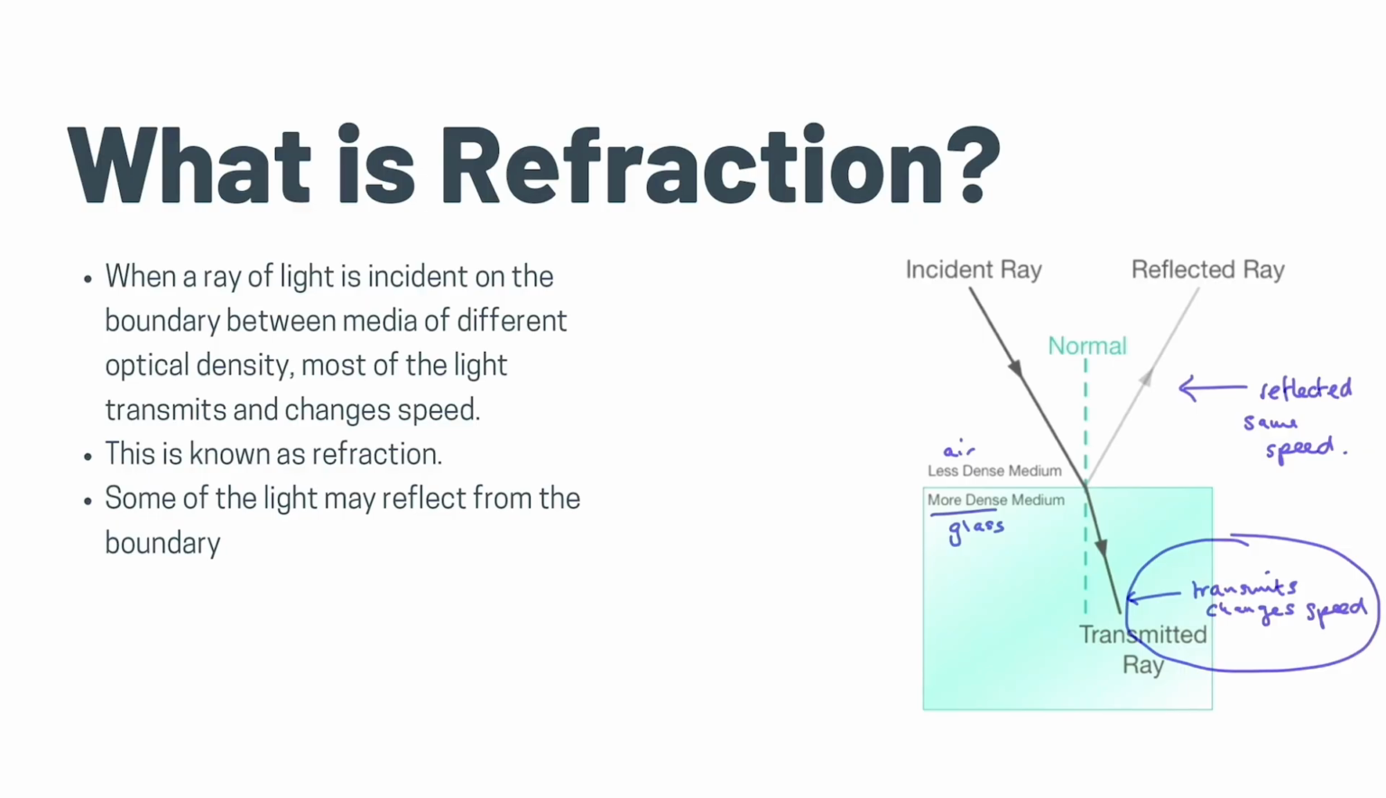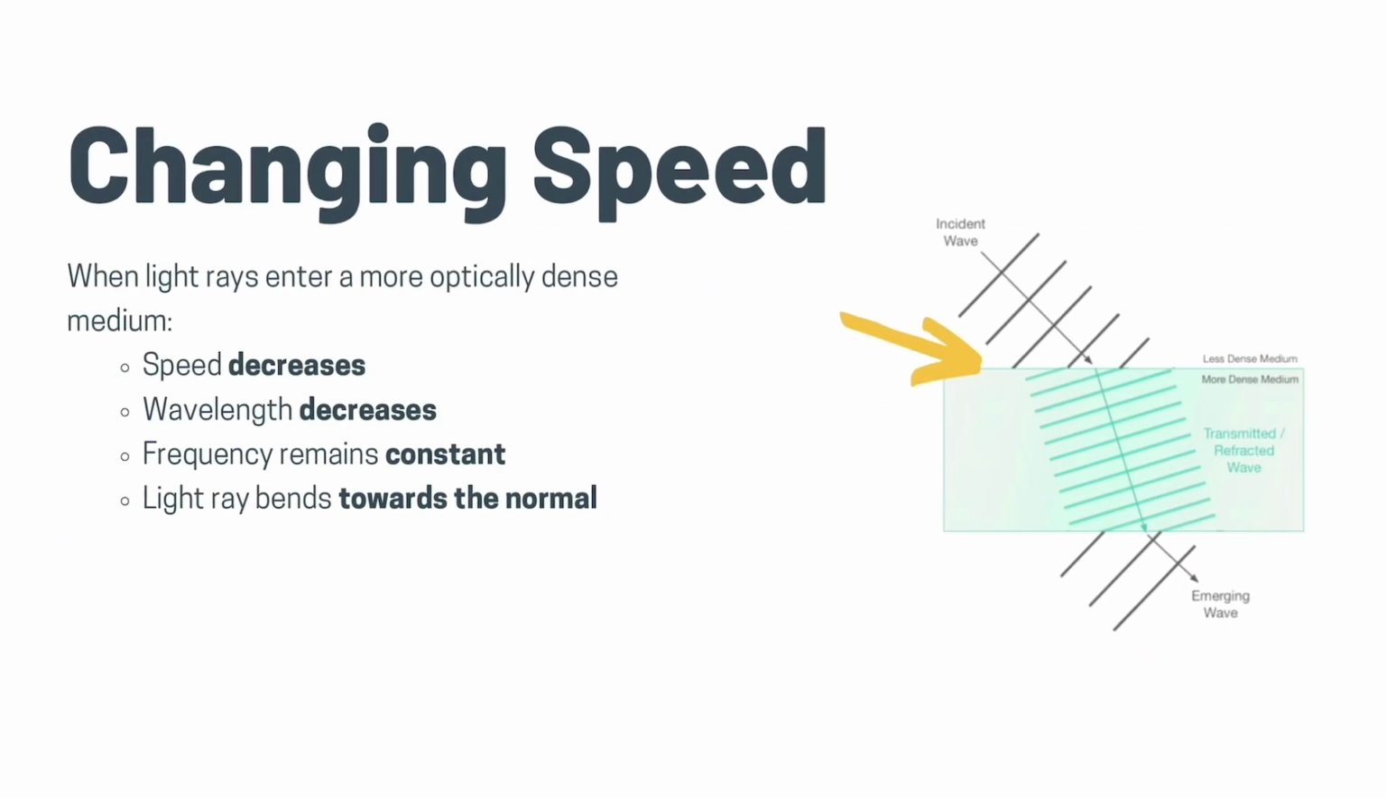So let's look at that in more detail. We've got the more dense object here and the less dense up here. And what you can see is when light enters a more dense medium, the speed decreases, it gets slower. The wavelength decreases, but the frequency stays the same.